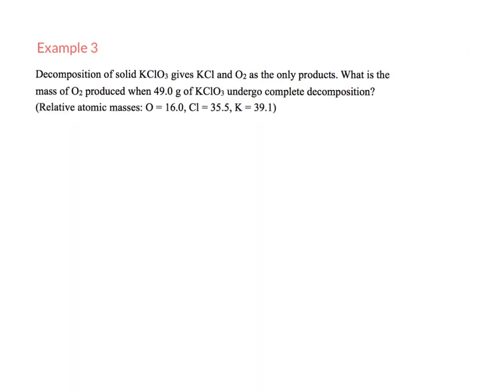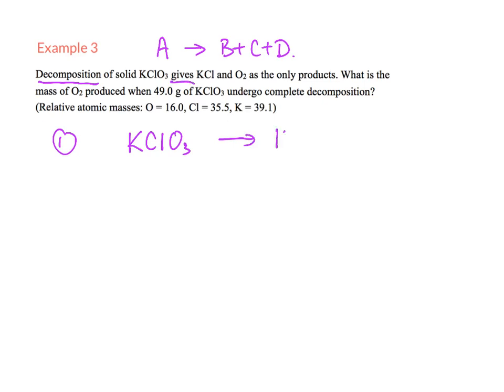Okay, now come to example 3. This time you see that we don't have an equation here, so first thing, you have to write down the equation. This one is a decomposition, which means you have one chemical that is going to split into 2 or more products. So for this one we have KClO3, stage 1. You have to write an equation: KClO3, and then they say that it will give KCl and O2 as the only products. That means no other things.